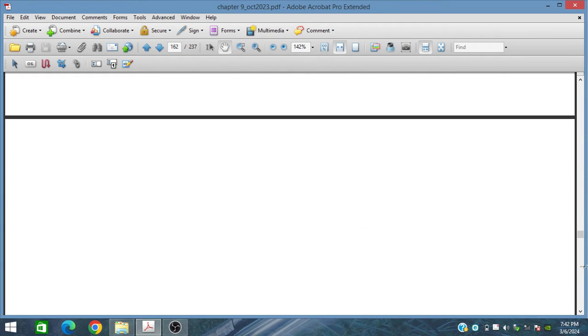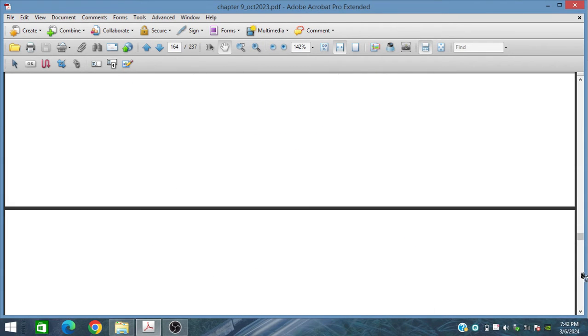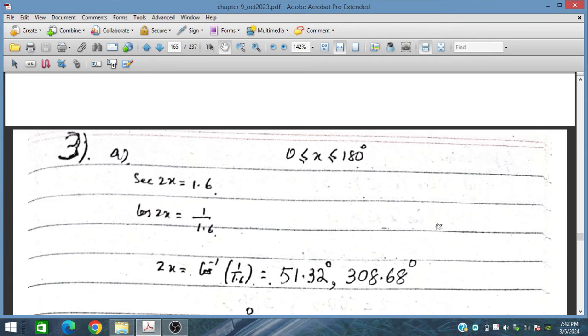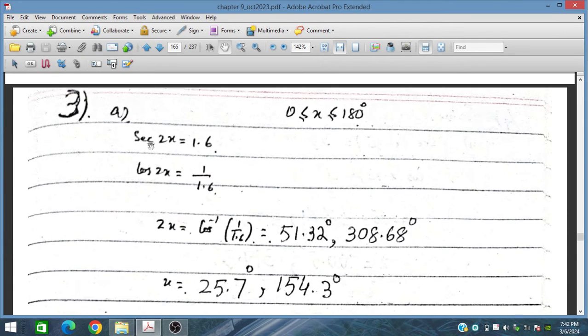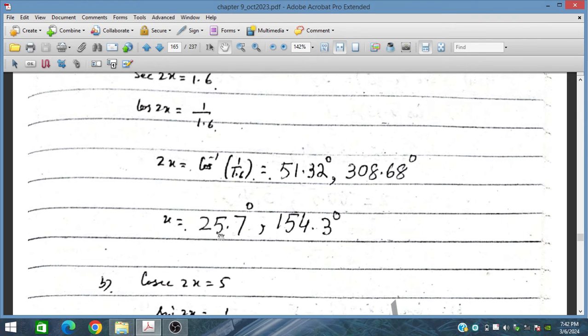Let's solve question number 3. Here we have sec 2x is equal to 1.6 for 0 to 180 degrees. So cos 2x is equal to 1 upon 1.6, and 2x is equal to cos inverse of 1 upon 1.6. Cos is positive in the first quadrant and the fourth quadrant. So here 2x is equal to 51.32 and 308.68. So x is equal to this divided by 2. So we have 25.7 degrees and 154.3 degrees.